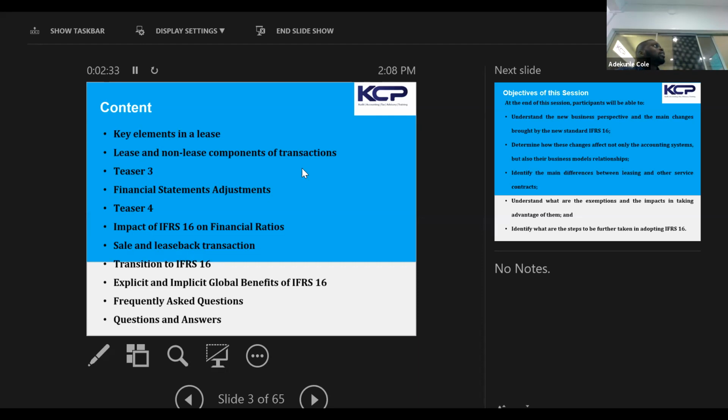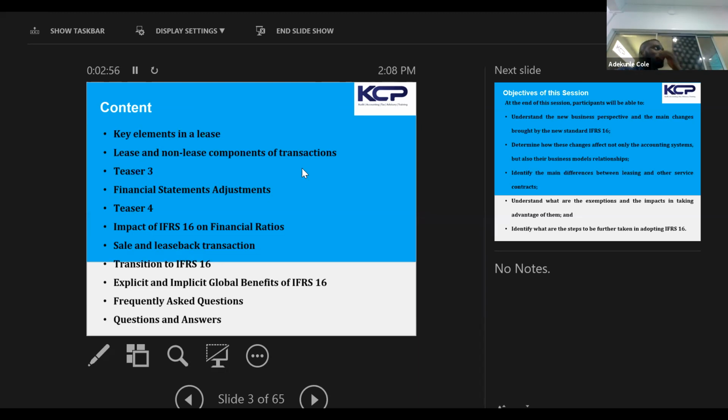Then lease and non-lease components of the transactions. You will see issues relating to service charge, maintenance costs, and all of that. Does it have an effect on our presentation? If it does, how do we present it? So teaser 3, teaser 4 will be there.